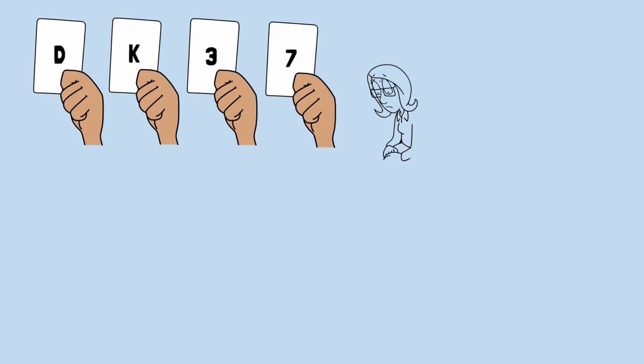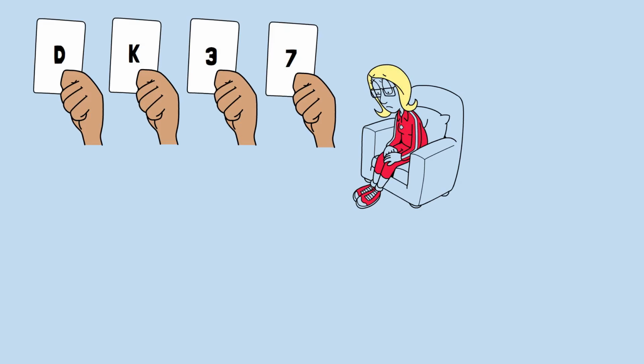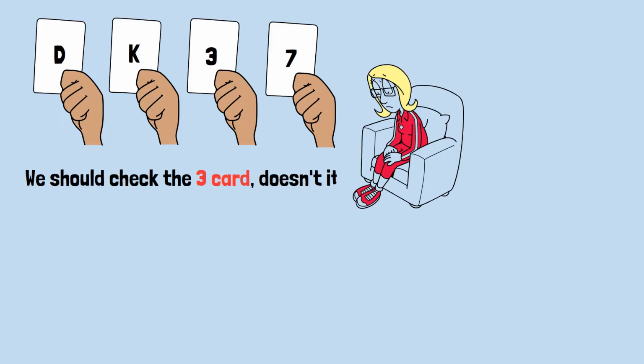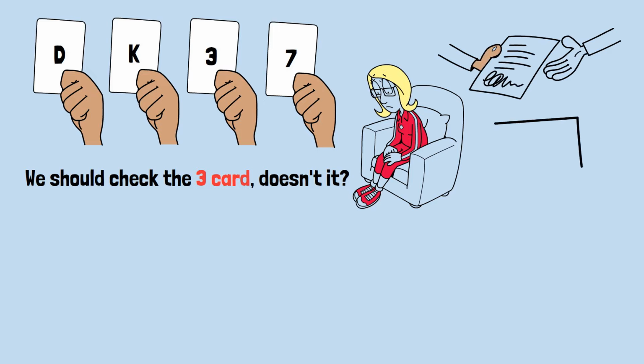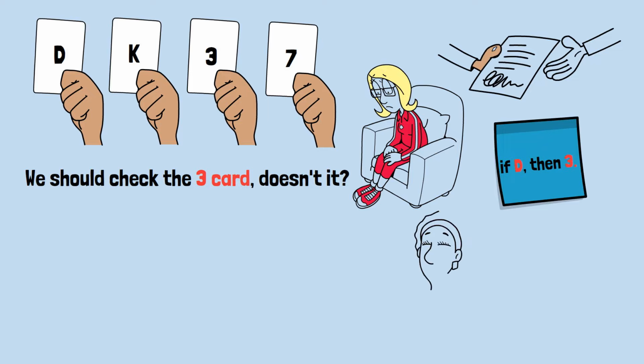Moving on to the 3 card, this is where most people stumble. It feels like we should check the 3 card, doesn't it? After all, the rule mentions 3 explicitly. But here's the critical insight. Our rule states, if D, then 3. But it says nothing about if 3, then what?